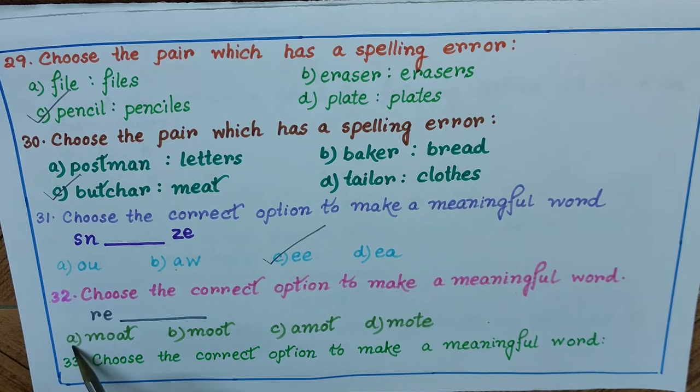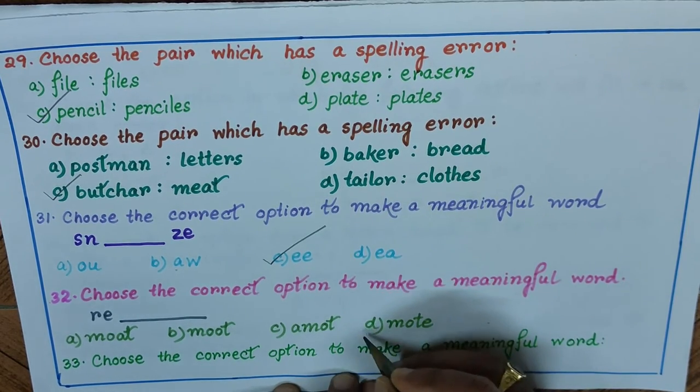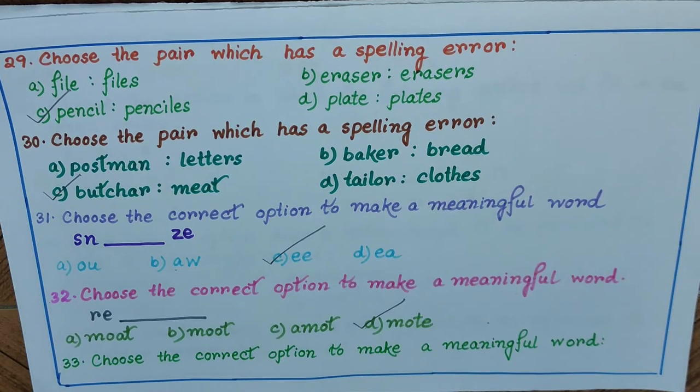Question 32. Choose the correct option to make a meaningful word. R-E dash. So M-O-A-T from option A is not a meaningful word. M-O-O-T is also not a known word. A-M-O-O-T is also not a known word. M-O-T-E, if we replace it here in the blank, it will give us remote, which is a correct, meaningful word. So D is the right answer for us.